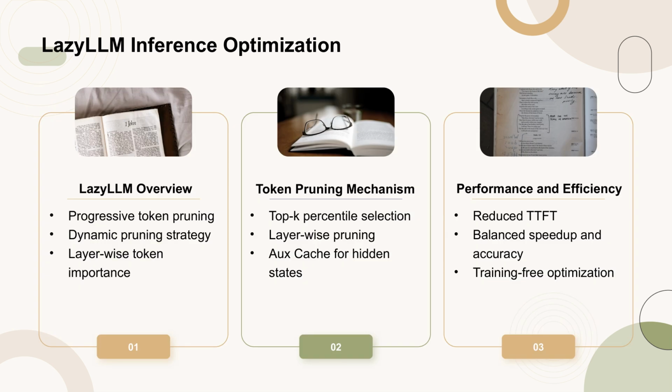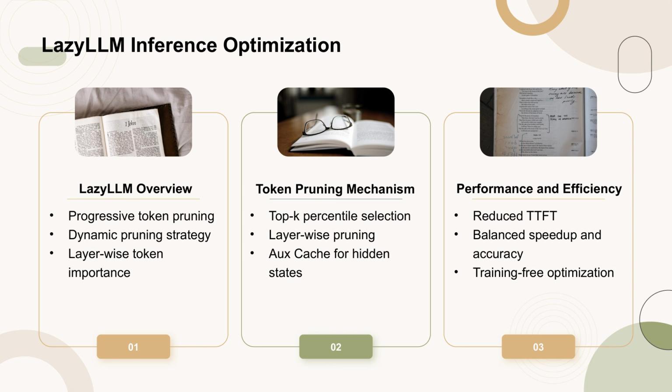LazyLLM introduces a novel approach to optimize large language model, LLM, inference by progressively pruning tokens. This dynamic pruning strategy allows the model to select different subsets of tokens at each generation step, which is crucial for maintaining performance. The token pruning mechanism uses a top K percentile selection strategy to determine which tokens to prune based on their importance, as determined by layer-wise attention scores.